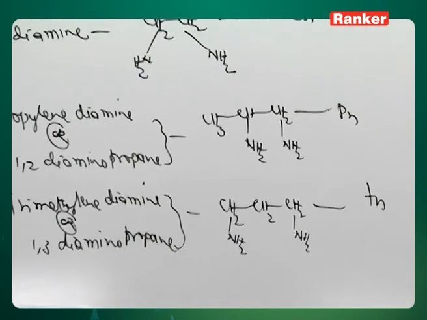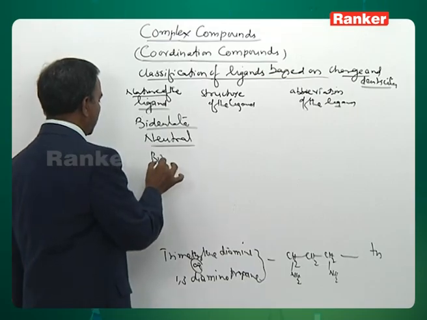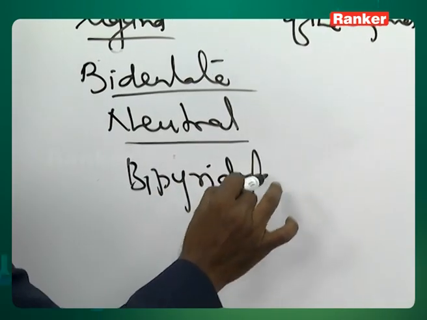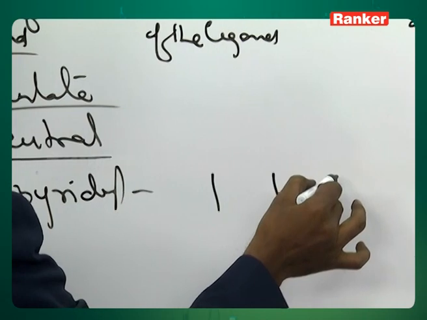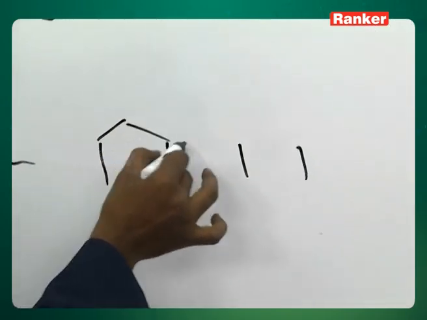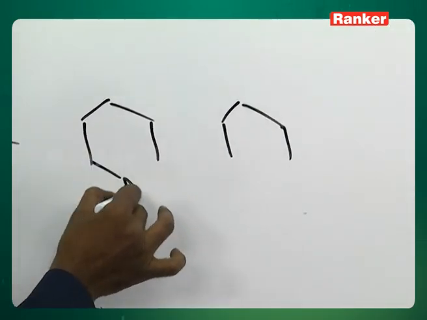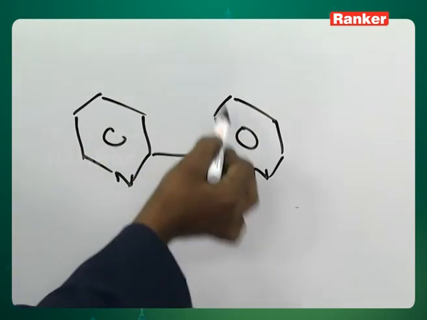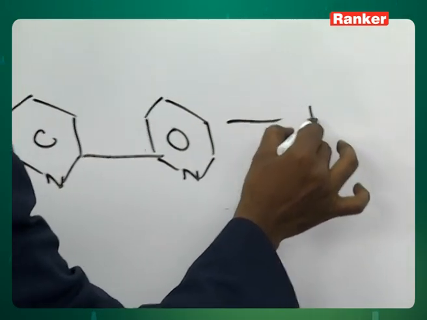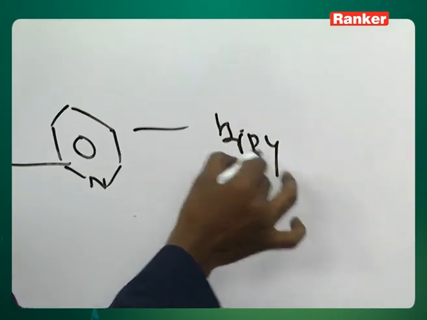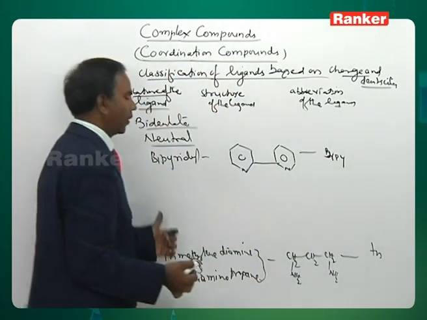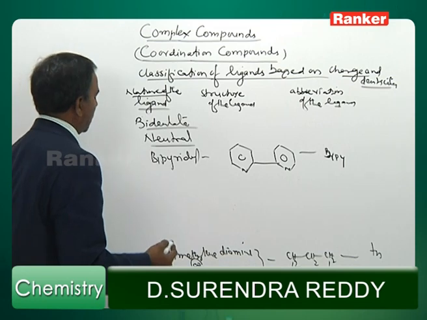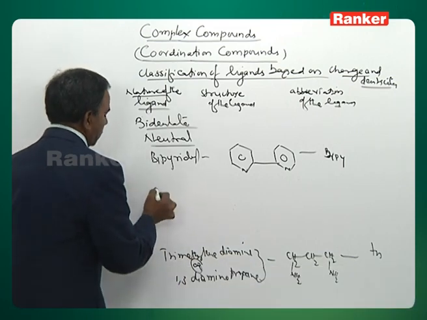These are bidentate neutral ligands. Bipyridyl you can consider, a famous ligand again. Bipyridyl is two pyridine rings joined together like this. It is represented as bipy, the bipyridyl ligand.